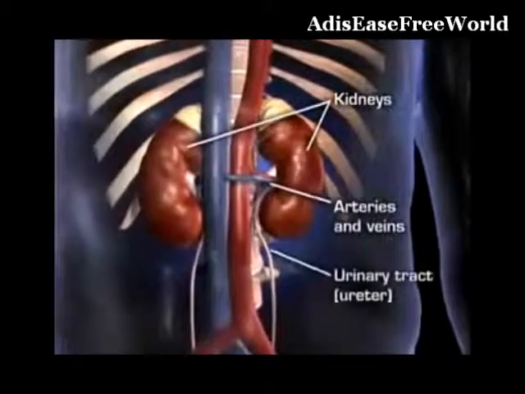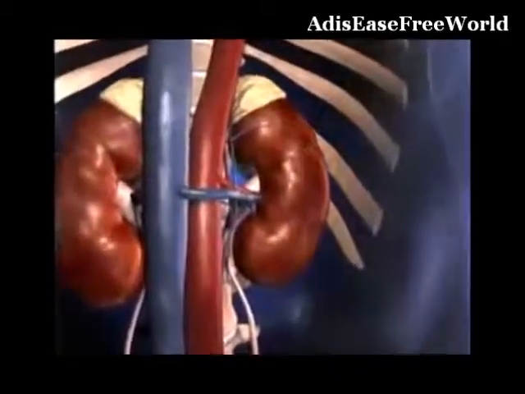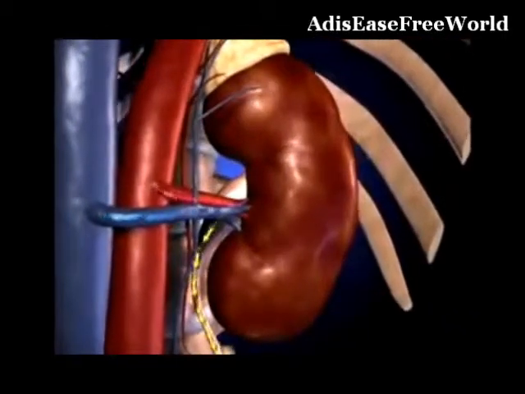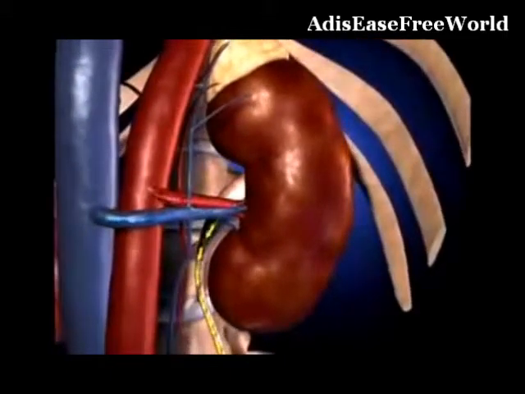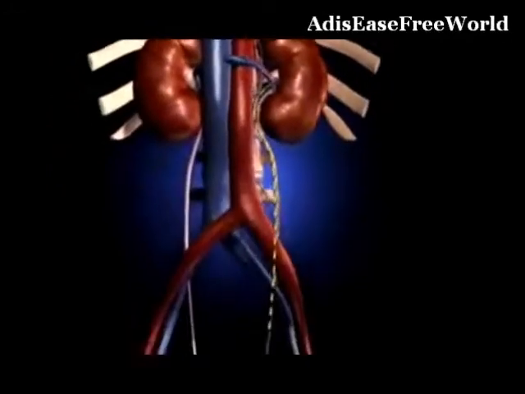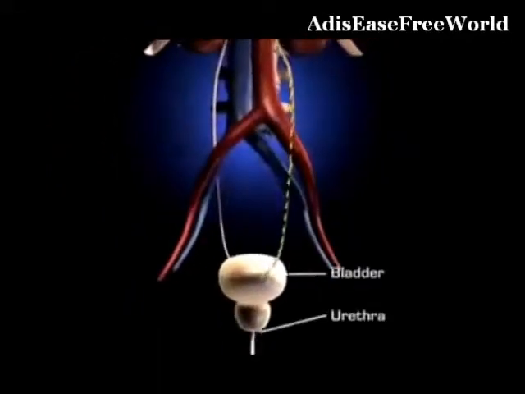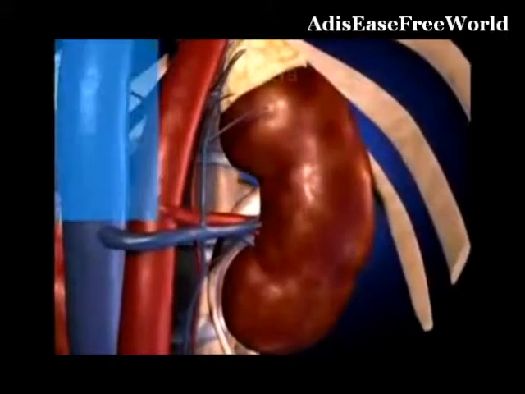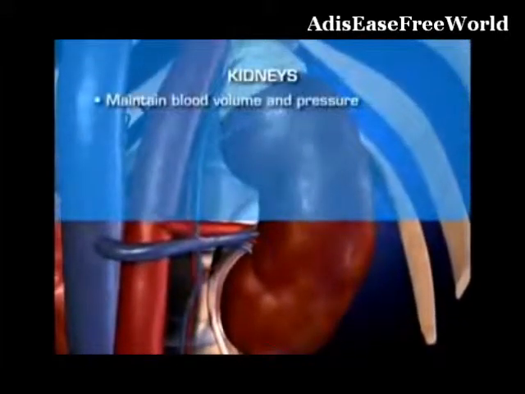The renal system consists of the kidneys, the connecting arteries and veins, and the urinary tract. The kidneys are paired, bean-shaped organs lying outside the peritoneal cavity in the back of the upper abdomen, one on each side of the vertebral column.